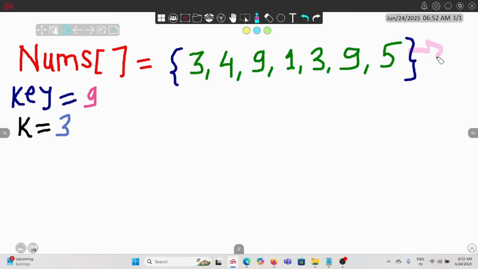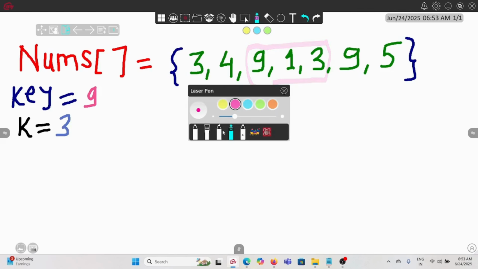Now we will discuss one more scenario. There is a possibility that when we reach this key, we would already add these indexes. But when we come back here, these are the range indexes, so we have to skip the indexes which are already added by some other key. Okay, so let's do the dry run of this code.